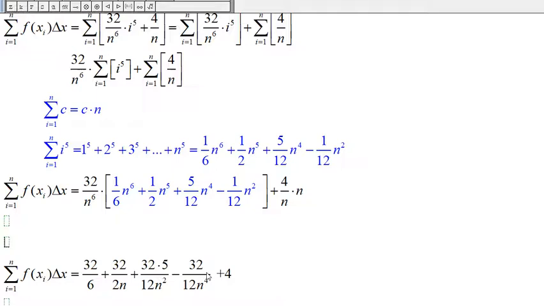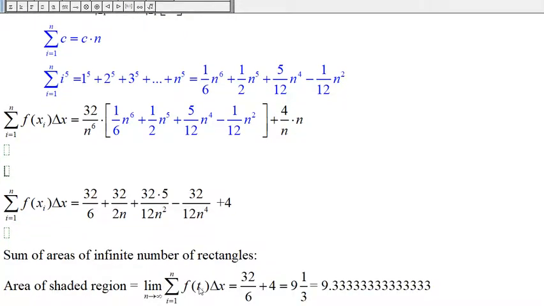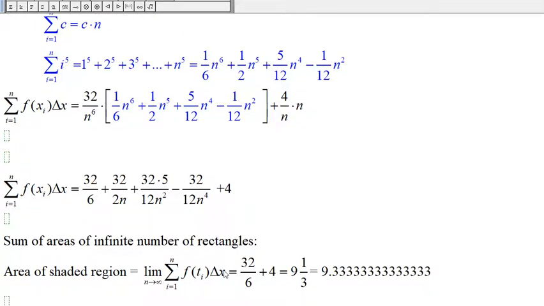But we want the exact area, so we need n to be infinity. So let's let n run to infinity. So this right here is the sum of areas of an infinite number of rectangles. So we're allowing n to run to infinity. So as n approaches infinity, we get 32 over 6. This becomes 32 over infinity, which is 0. This will be 0, and this will be 0. And then we get 4.